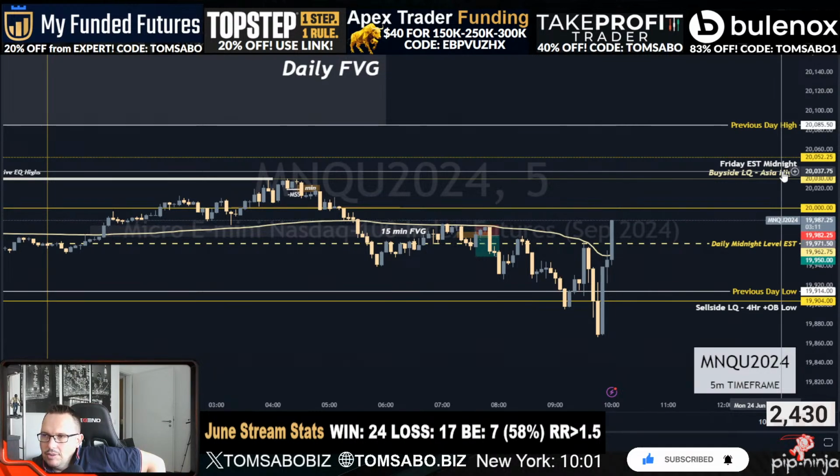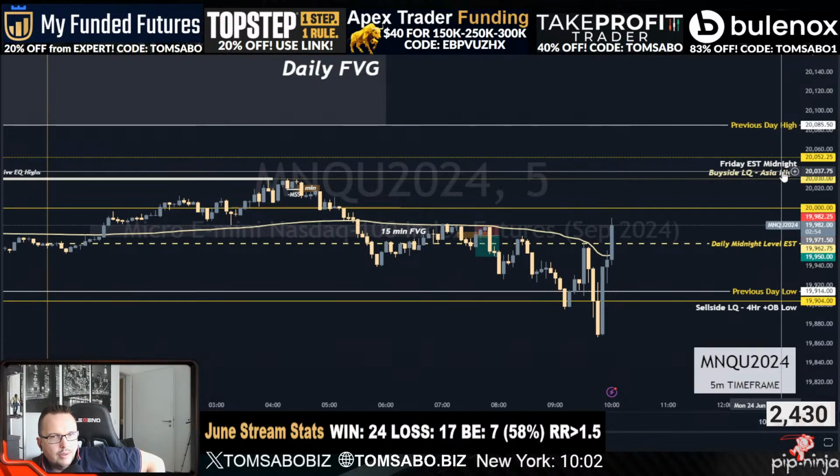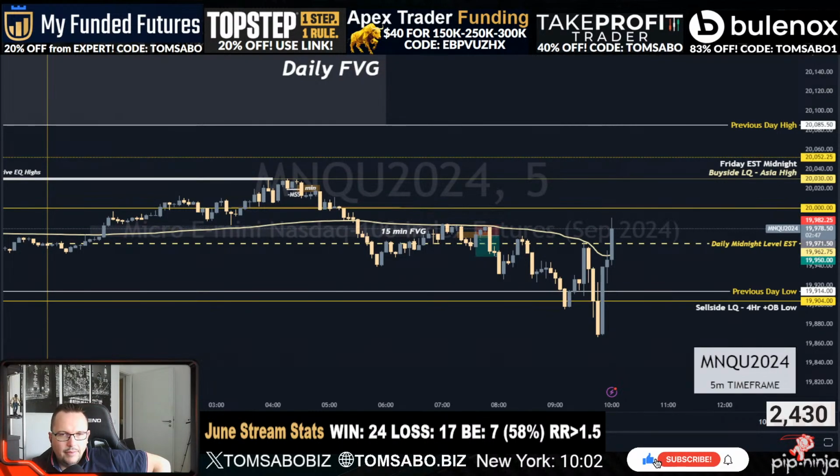Let's see how this is going to end on Nasdaq. The 15-minute also looks bullish on Nasdaq. Let's see. Less than 3 minutes to close on the 5. Crazy move, yeah. Just past 2 EMAs.